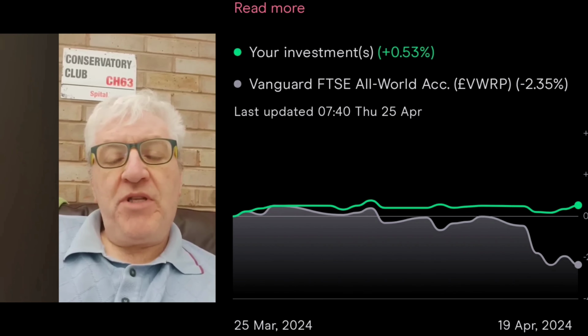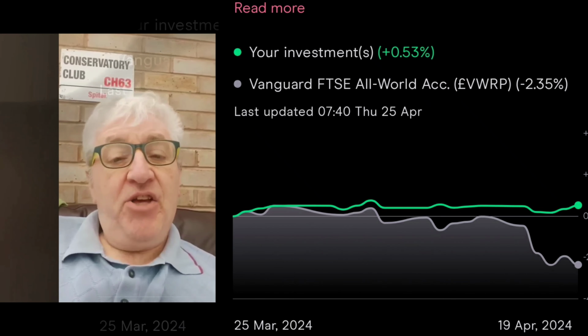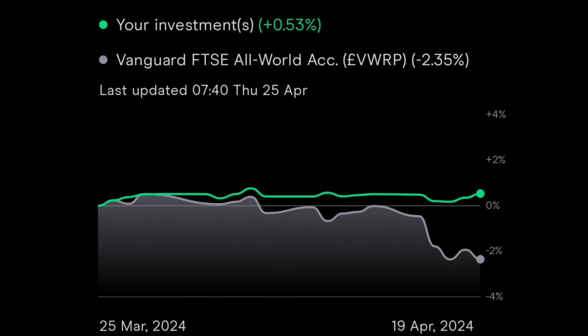Introduce you to the most important chart any investor should ever look to measure and monitor. This chart compares the performance of my investments against the all-world chart. It shows that this month I made plus 0.53%, whilst the FTSE all-world dropped 2.35%. Measuring this on a monthly basis is absolutely critical, because if you find that your investments are performing less well than the FTSE all-world, then it begs the question, why not invest in the FTSE all-world on its own?